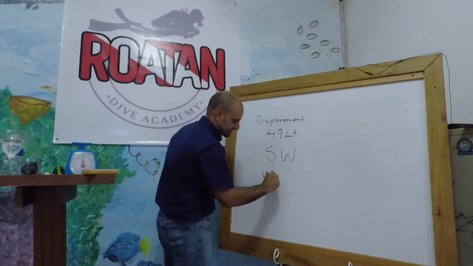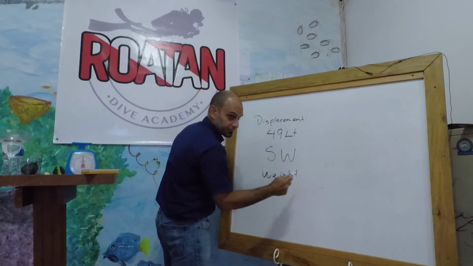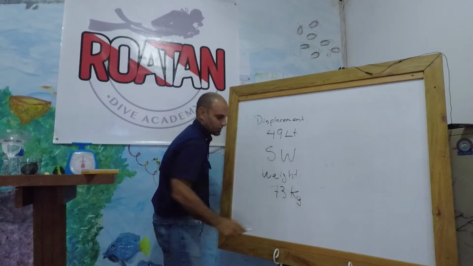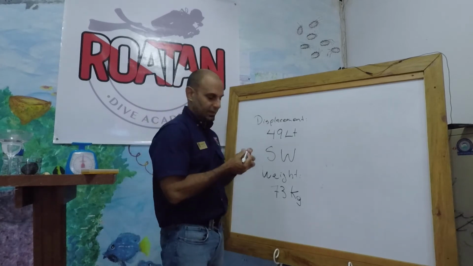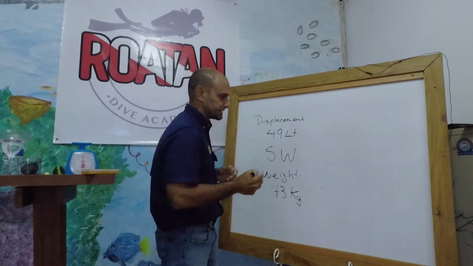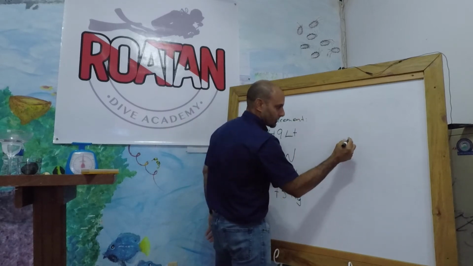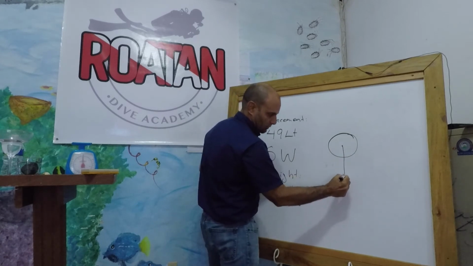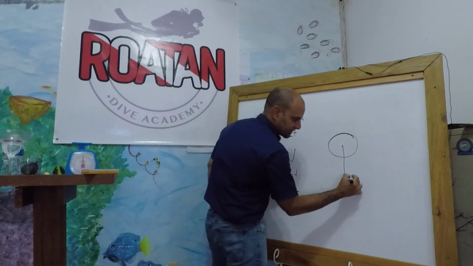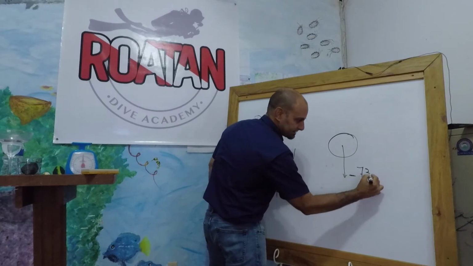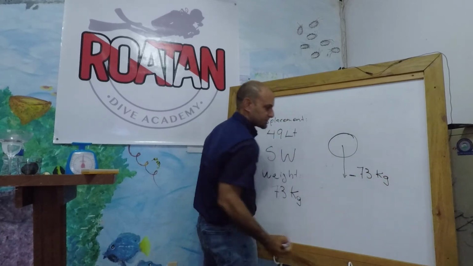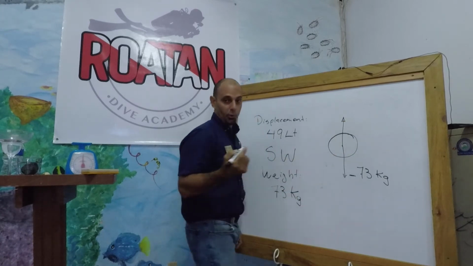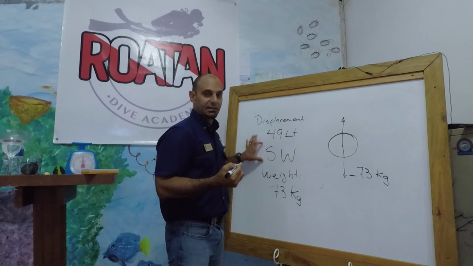And the object has a weight of 73 kilograms. Okay, so how much air do I need to add to a lifting device to make this object neutrally buoyant? I'm going to make the graphic again. Okay, so we have the object here, and we're going to have a negative force, which is the weight. So this is going to be minus 73 kilograms.